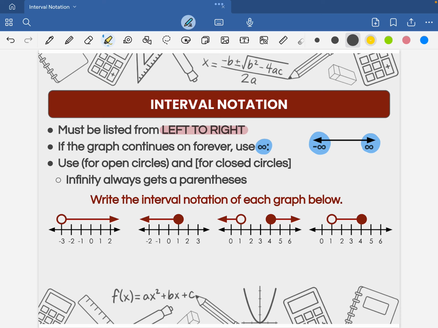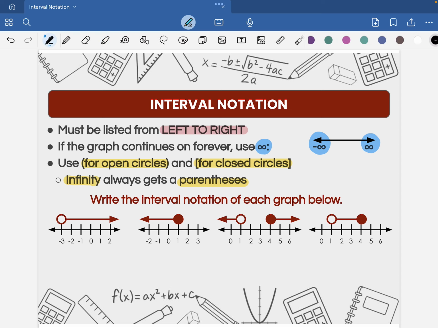And the third thing you need to know is you're either going to use parentheses or brackets around each number. Use parentheses if you have an open circle, and use brackets if you have a closed circle. The bracket means you can equal that number. That's what closed circles mean. So if it has a closed circle, you can equal that number, use a bracket. Infinity is not a number you can actually equal. It's more of an idea, not an exact number. So infinity will always get a parentheses.